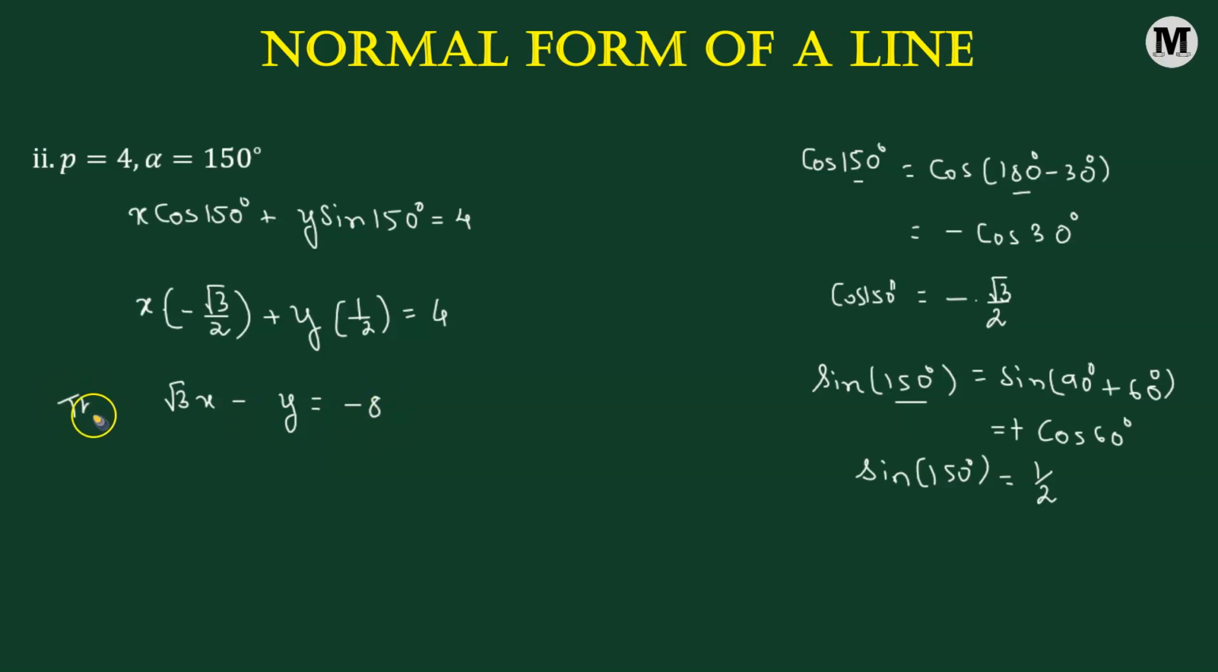So this is going to be square root of 3x minus y equals negative 8. This is the required equation with the condition that the p value is 4 units and alpha equals 150 degrees. Now let's go to the third problem.